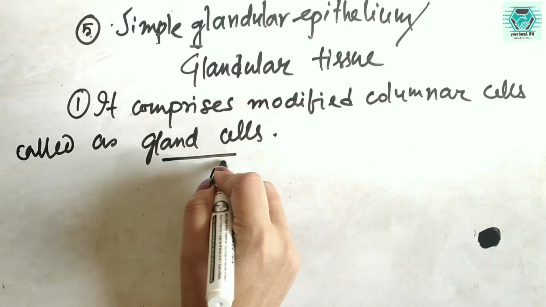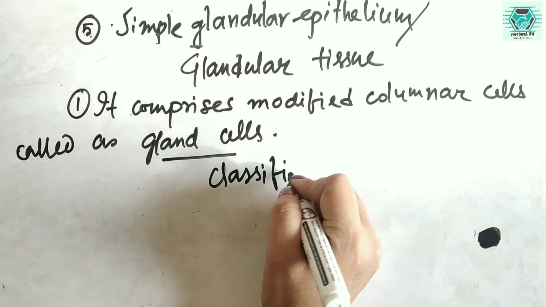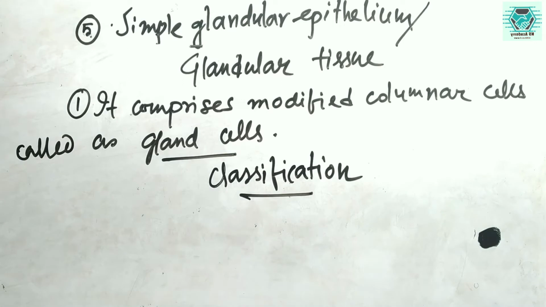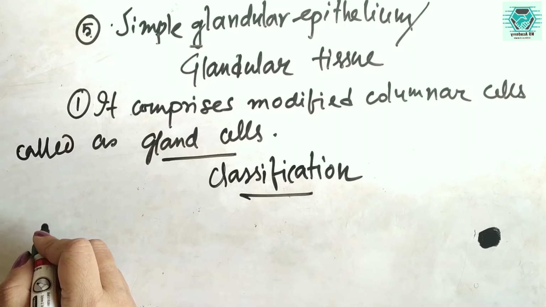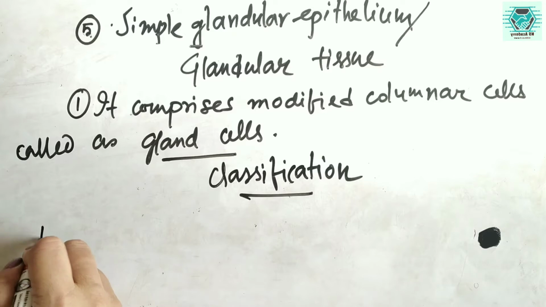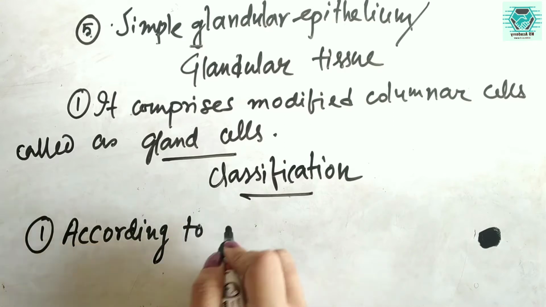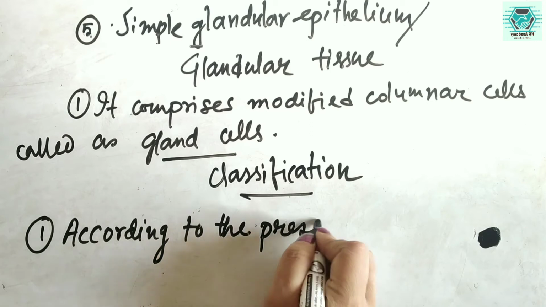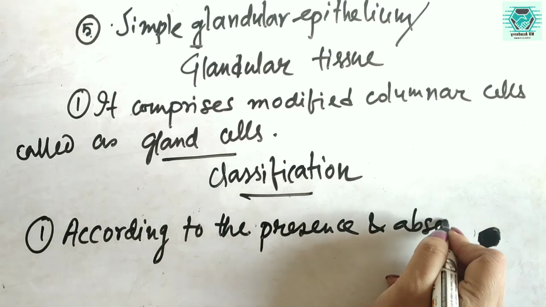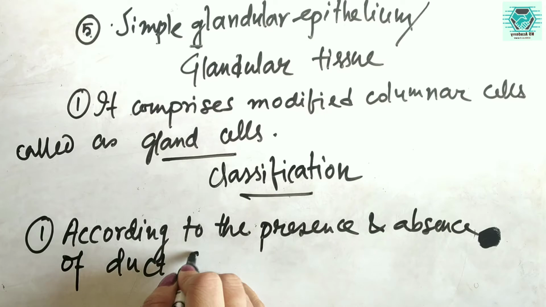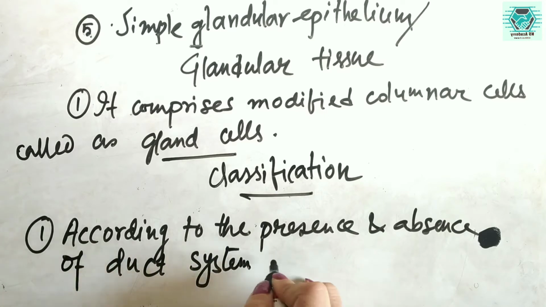If we go through the classification, because there are different classifications of this glandular epithelium. So in the classification part, first of all, they are classified according to the presence or absence of ducts. According to the presence and absence of duct system, they are classified into two types.